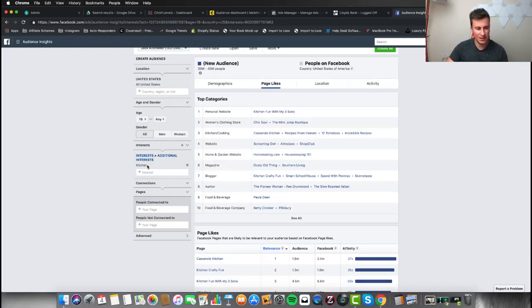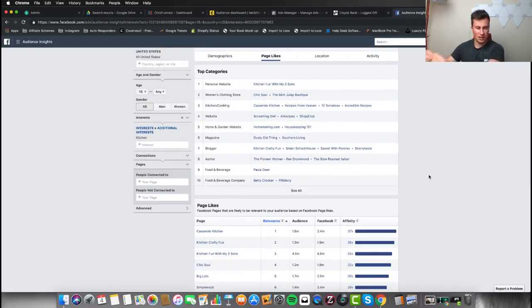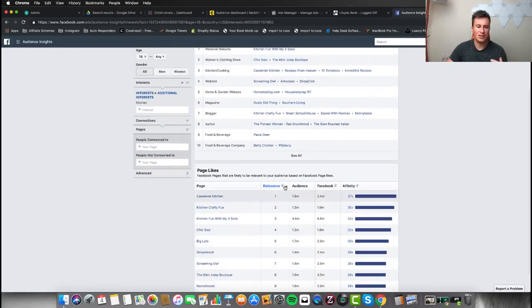If you were to pick kitchen solely as an interest, these are the top categories and top page likes that people within the kitchen interest are also related to. So if you were to pick this as an interest to target, these are the top categories they're related to, and these are the top pages they like. Essentially, to find a passionate audience, you need to pick an interest where the majority of the other pages the people in it are related to are also related to the niche you're targeting, if that makes sense.